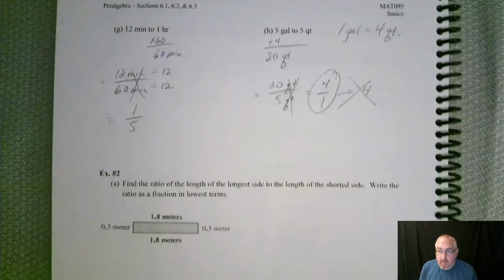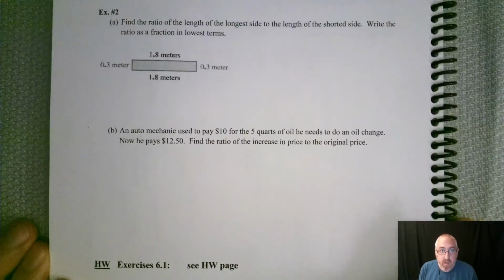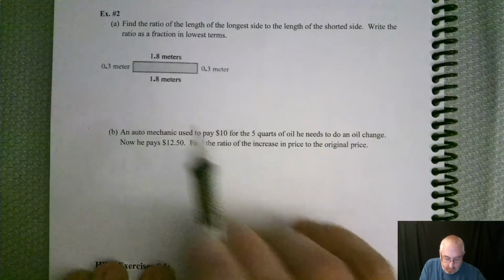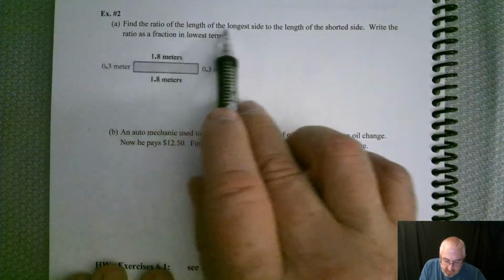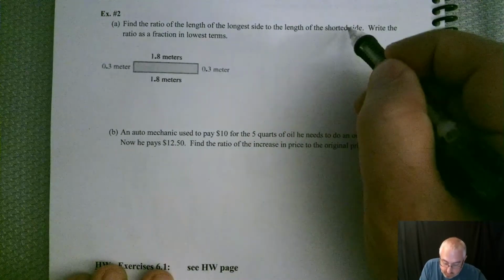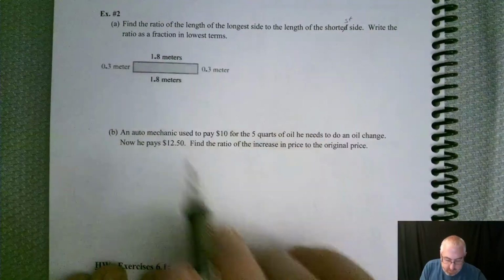Okay, I'm going to keep going because we only got 2 more questions in this section. So let's keep going. Now, they're going to try to make it a little bit trickier by making it word problems and stuff like that, but we can do it. Find the ratio of the length of the longest side to the length of the shortest. Well, not shorted, shortest. Write the ratio as a fraction in lowest terms.